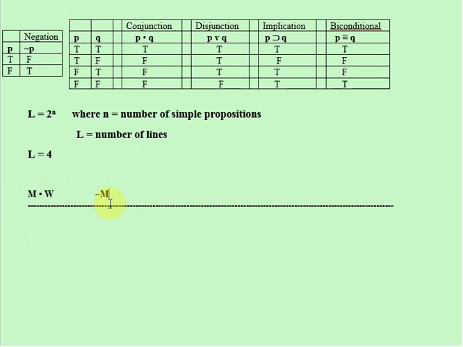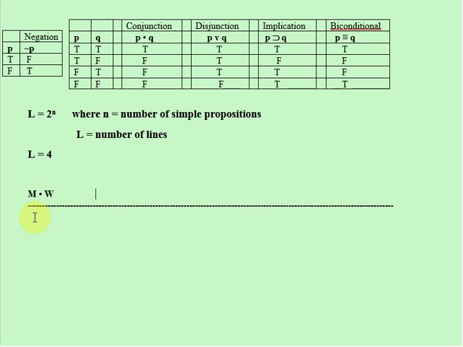Okay, so now that we know what simple propositions are and we know that this one has 2 of them, we plug that into the formula, L equals 2 to the n. Because n here is 2, our number of lines will be L equals 2 squared, right? 2 to the n, and that is 4. So we're going to have 4 lines in this truth table.